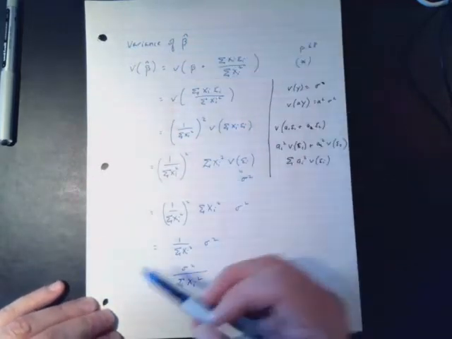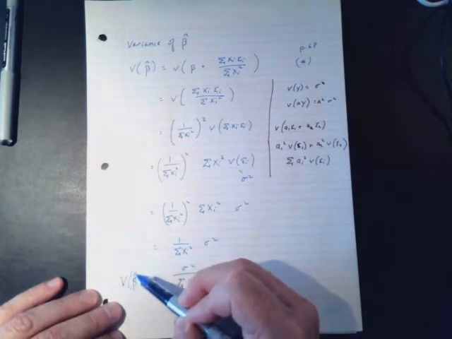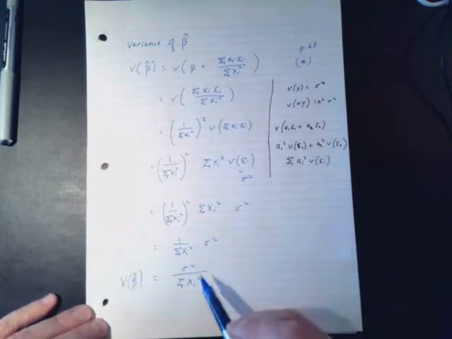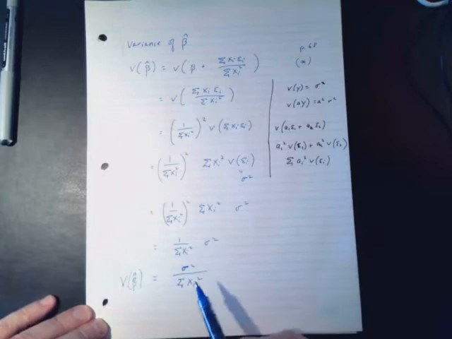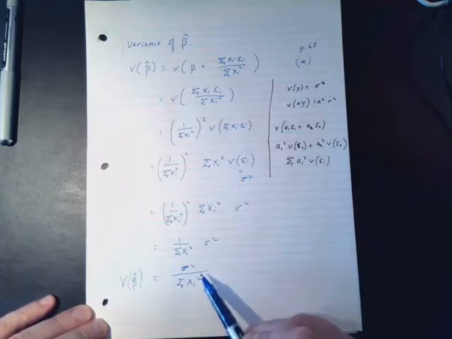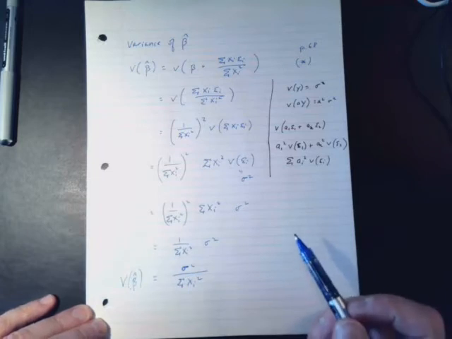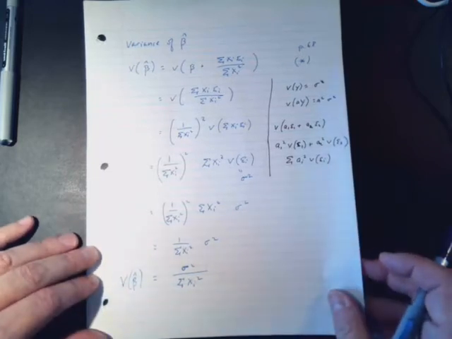All right, so that's the variance of beta hat. Variance of beta hat then is the variance of the error term, sigma squared, divided by the sum of x_i squared.